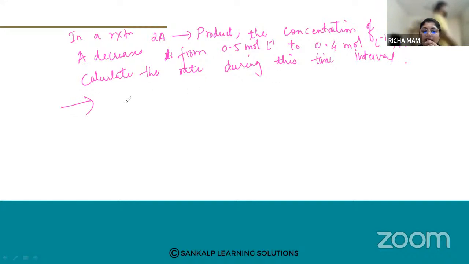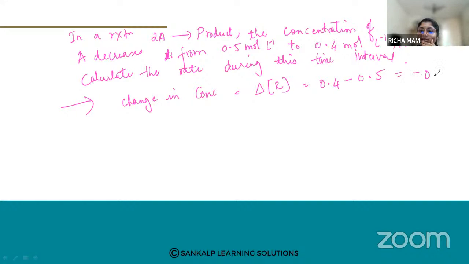Yes. Firstly, how to calculate the change in concentration? Change in concentration is delta A, the concentration of A. The change is from 0.5 to 0.4, so it is 0.4 minus 0.5, that is minus 0.1 mole per liter. Now what is the time taken? Time taken is given as 10 minutes. So what we have to find is the average rate.